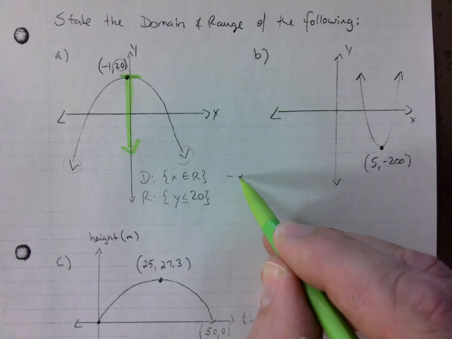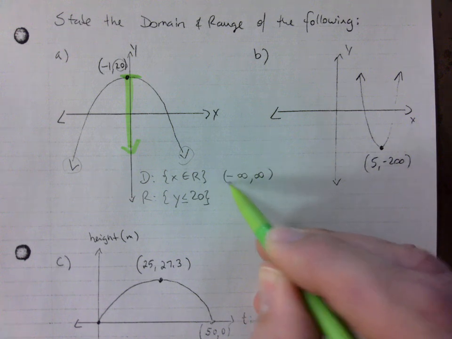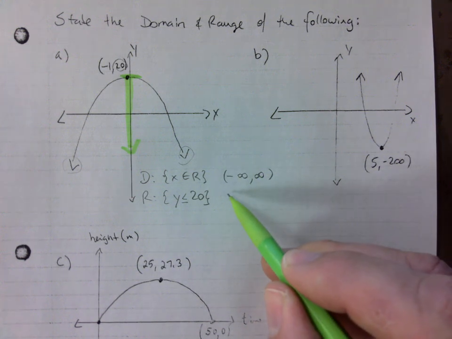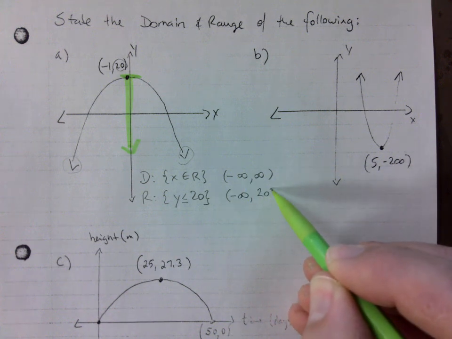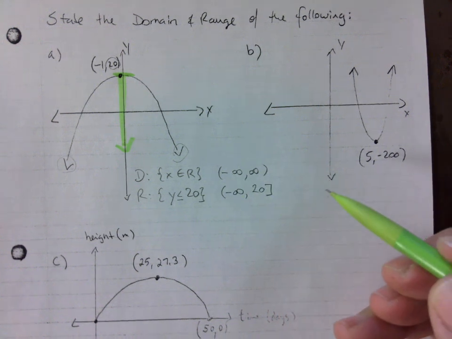If you use interval notation, this is it for domain. And for range, it would be, right, negative infinity all the way up to 20, square brackets.